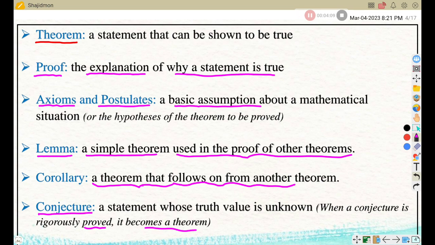So these are the basic definitions we are using here: theorem, proof, axioms, lemma, corollary, and conjecture.